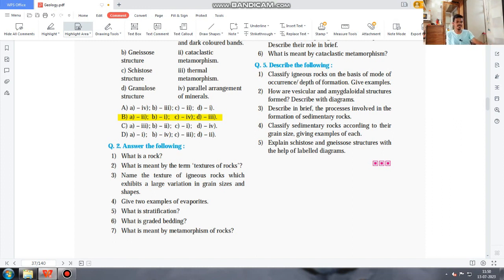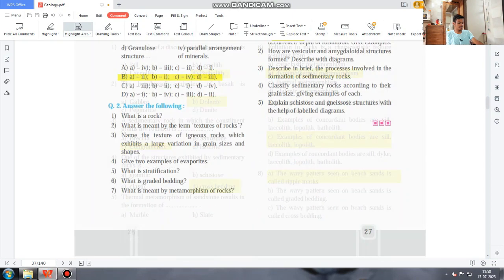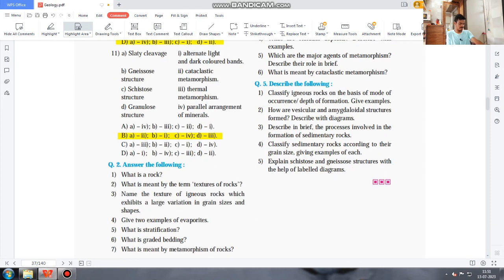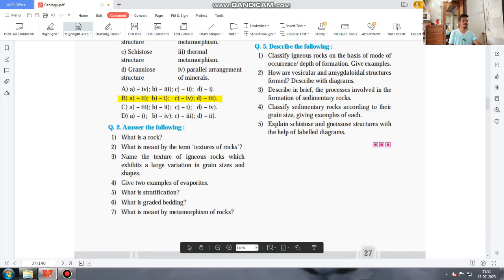What is stratification? As I told you, underlined. What is graded bedding and what is meant by metamorphism of rocks? All similar questions. You can identify them by reading the chapter as I told you. So that's it for this chapter. Let's move on to the next chapter.